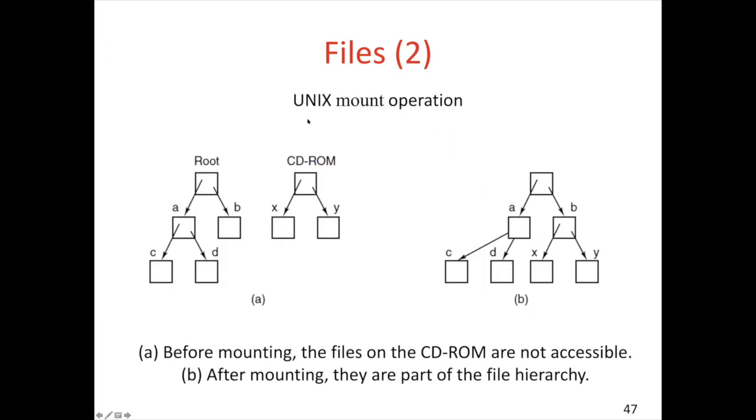In Unix, we have the mount operation for devices. Before mounting, the files on the CD-ROM are not accessible. After mounting, they are part of the file hierarchy. Here, the CD-ROM is connected to the file hierarchy of the Unix system. This is the figure after mounting the CD-ROM to the file system of the related computer.